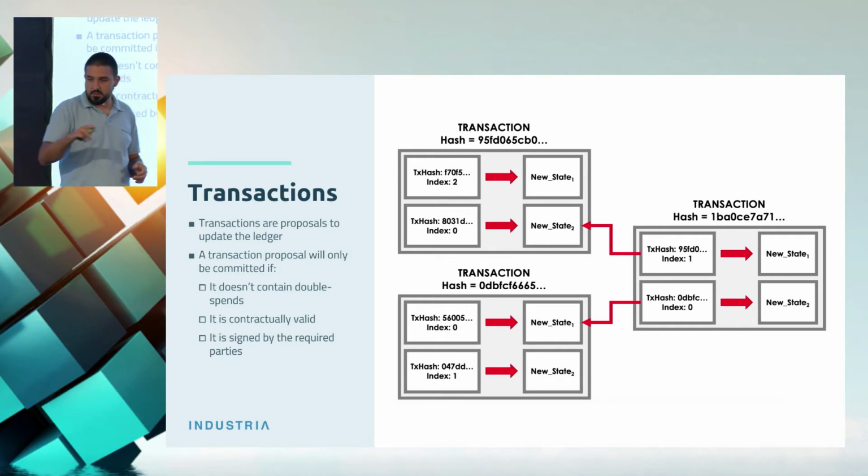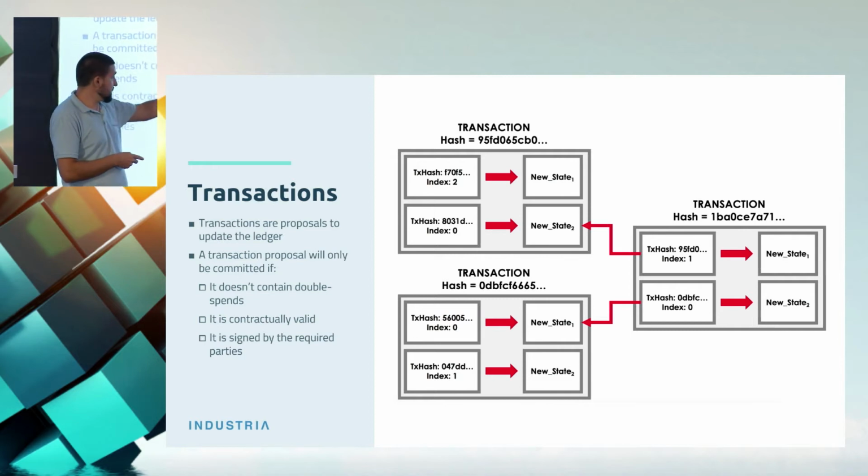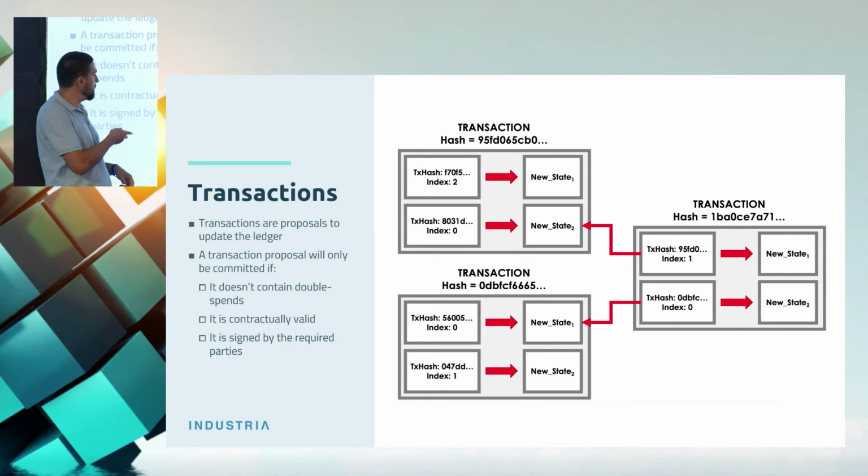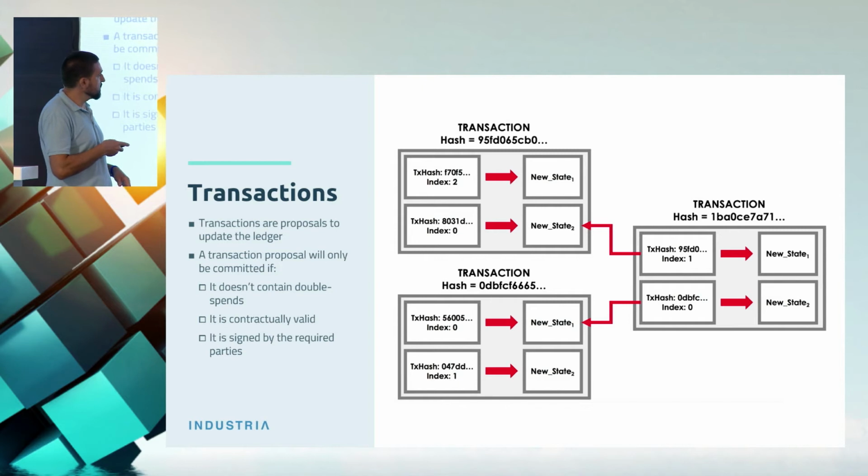As you can see in this example, in the new transaction, we have input states and output states, and the input state is referencing the output state of the previous transaction. This is how we can construct a transaction chain.